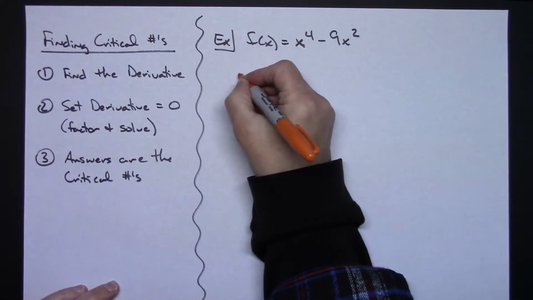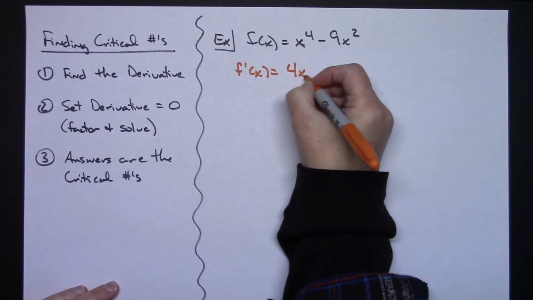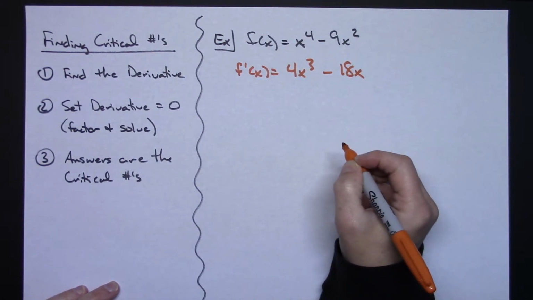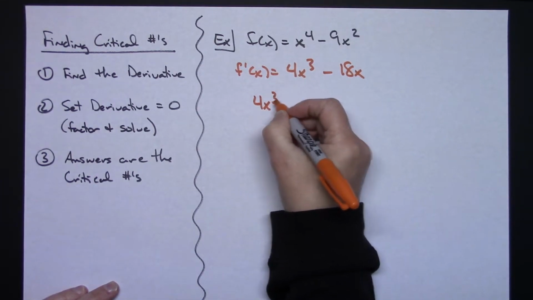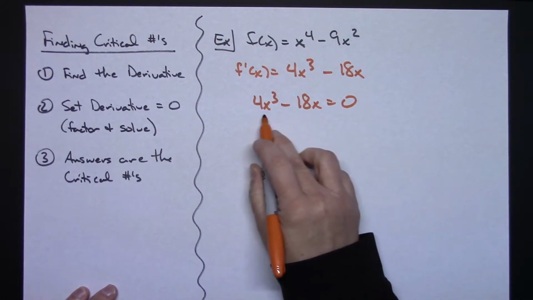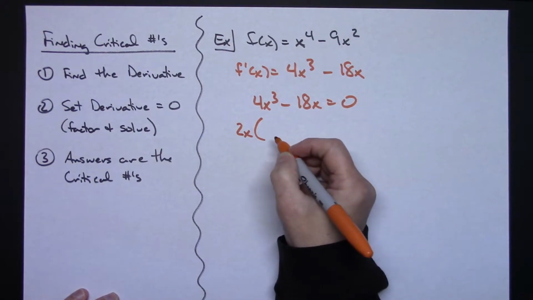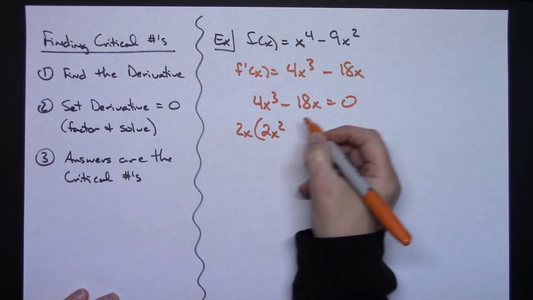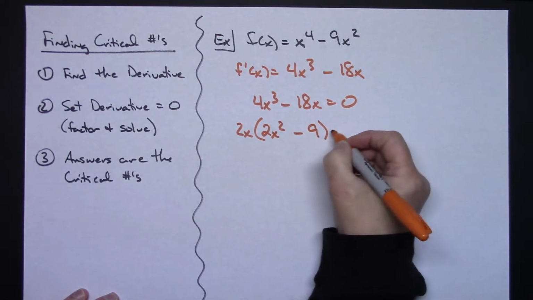The first thing we're going to do is find the derivative. It's a straightforward derivative: 4x to the 3rd minus 18x. Now we take that derivative and set it equal to 0, so 4x to the 3rd minus 18x equals 0. I think I can factor out the greatest common factor here, which is 2x. 4x to the 3rd, taking out a 2x, leaves 2x squared, and the 18x, taking out 2x, leaves minus 9.